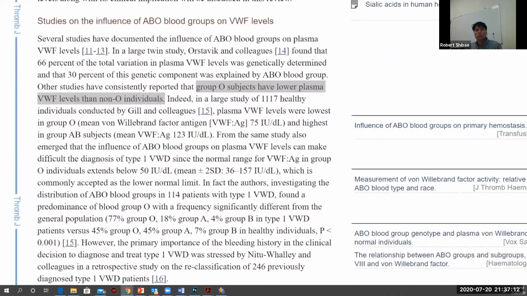So the question is, is this just a coincidence? Because it very well could be. Or is it possible that Group O subjects have less of an increase in von Willebrand factor levels and therefore have less thrombosis and therefore have less of a mortality in COVID-19? That is just speculation at this point, but it's an interesting hypothesis that could be tested.